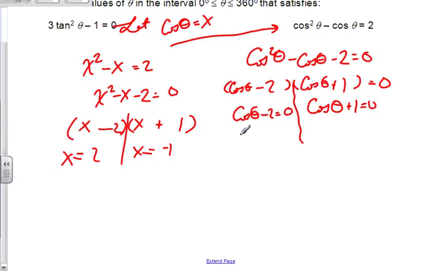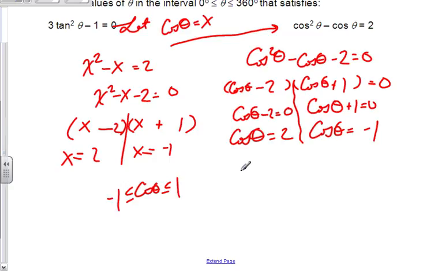So getting cosine alone in both of these problems, you get cosine theta equals 2, and cosine theta equals negative 1. Now we have to ask ourselves, what theta gives cosine theta equals 2? If we remember, cosine of theta has a range between negative 1 and 1. 2 is not in between there. So, theta, you're not there. We don't have any solutions for this. Cosine theta is never 2, so there are none here.